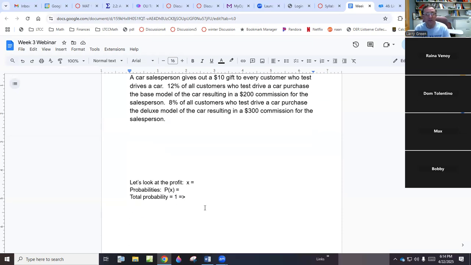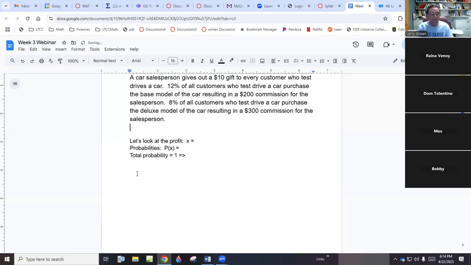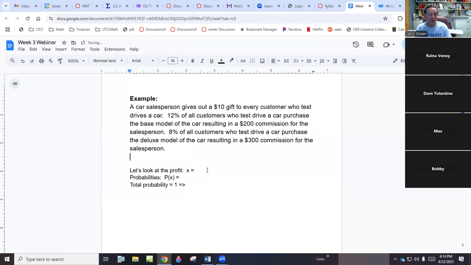Okay, so here's what we do. We're going to look at the profit first. So what we're going to do is look at the values of x, being the profit that could happen. And what we said is one value of x is 190. A second value of x is going to be 290. And a third value of x is negative 10. Those are the only possibilities, right? With this scenario. And then what we do is we find the probabilities.